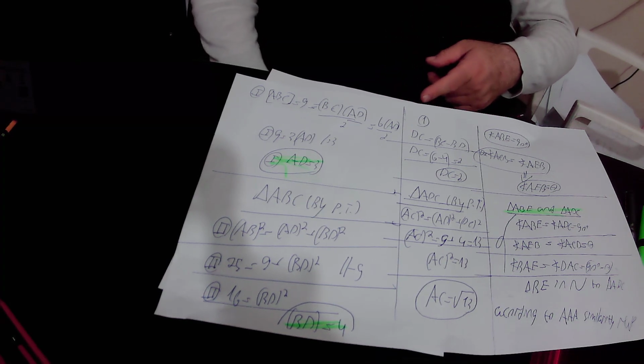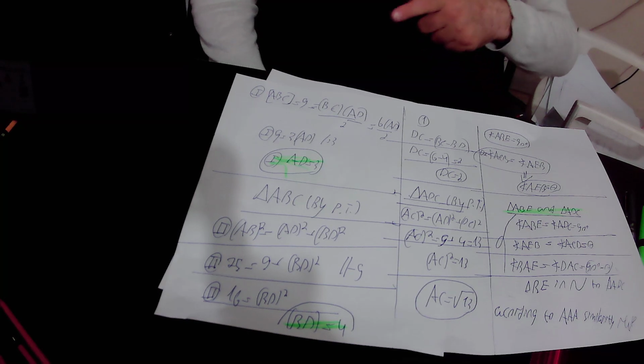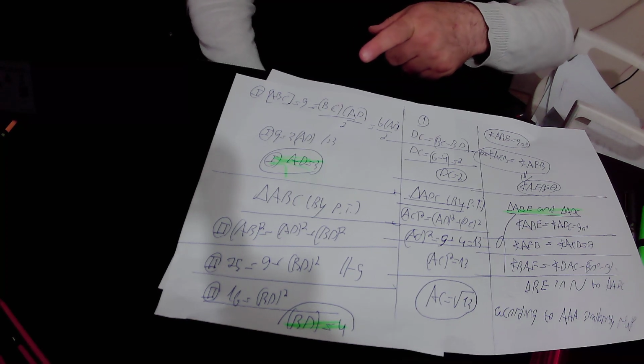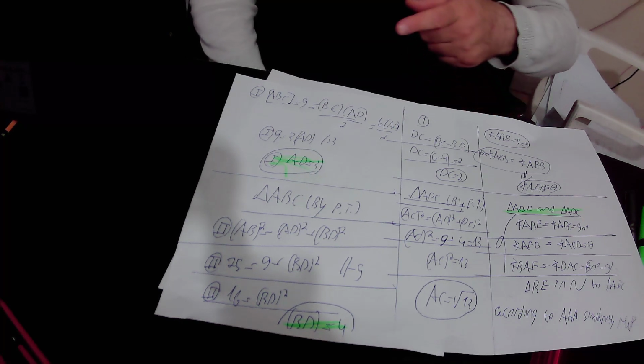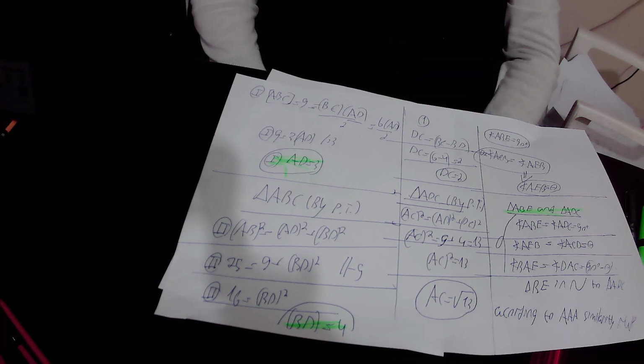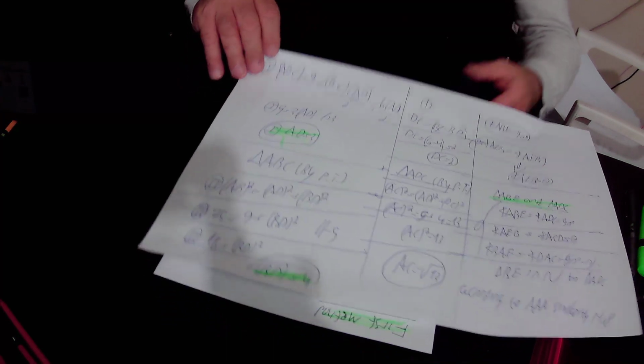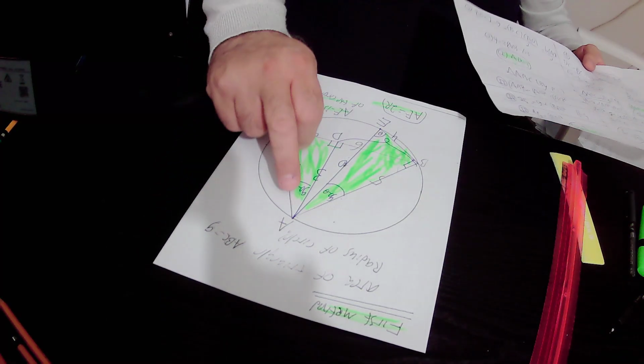BC equals 6. So in conclusion, we found out that the area of triangle ABC is equal to 9 square units. It is 6 times AD over 2. 6 over 2 is 3. So we found out that 9 equals 3 times AD. We divided this equation, equation number 1, by 3, and we found out that AD equals 3 units. Here AD equals 3 units.